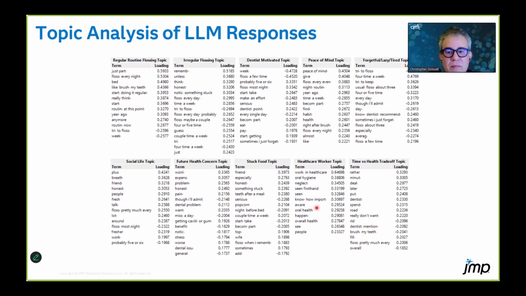Healthcare workers brought up their work directly quite often, and more than any other kind of job category in the survey. The last topic was one about the benefits of spending a few minutes to floss being worth it for your health in the long run.